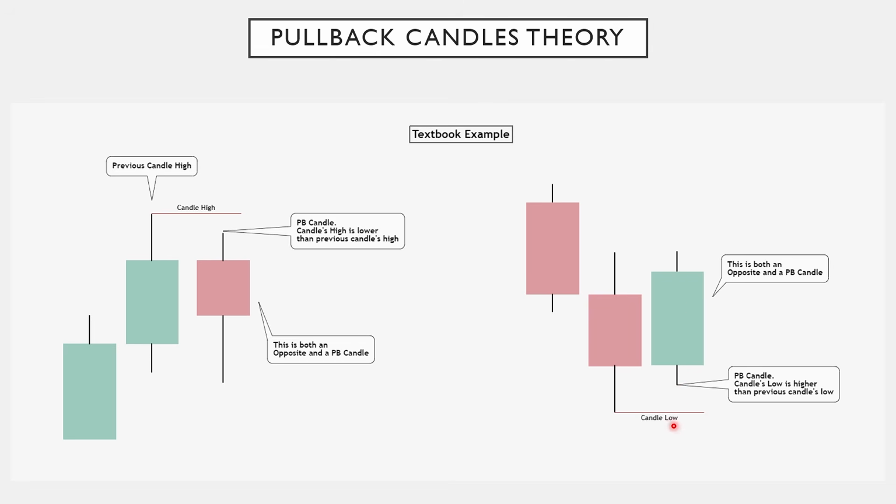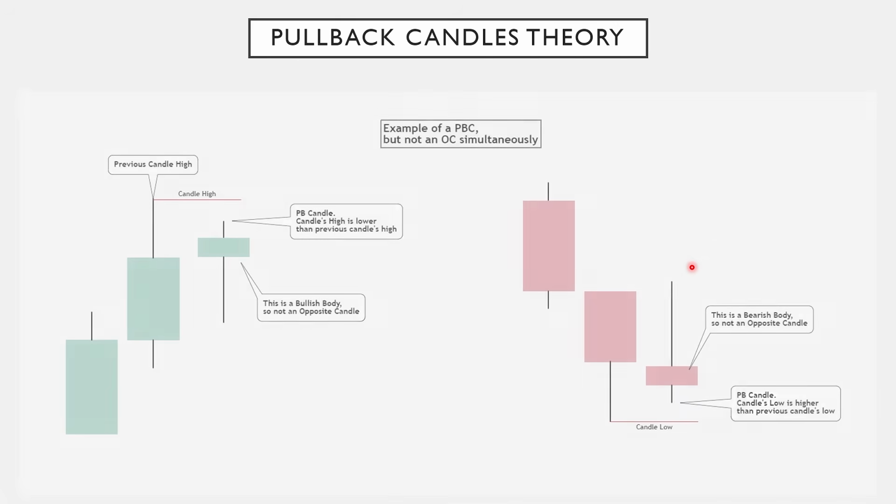Does the wick cross the previous candle's low? No, all right? So this candle here is a valid pullback candle. That's it. It's also quite simple. You just have to see it a couple of times in order to really make sense of it. Let me give you some more.